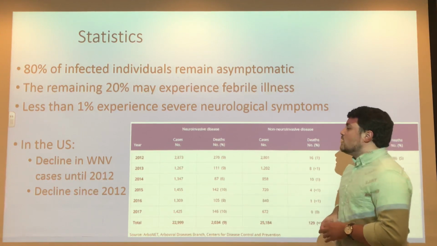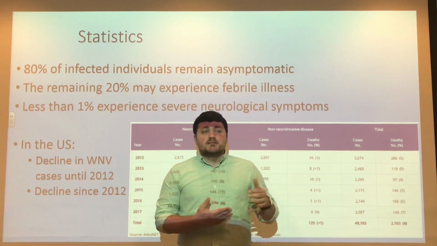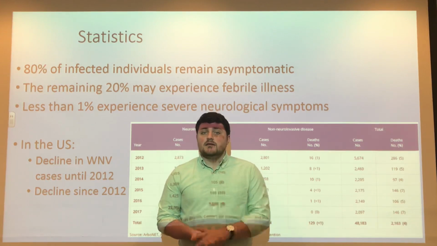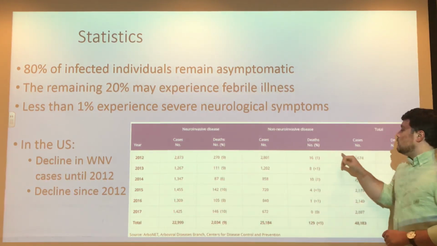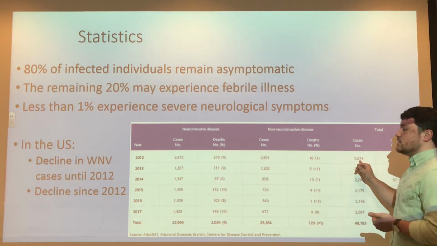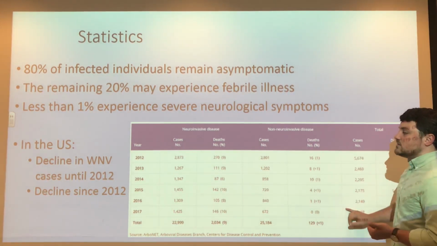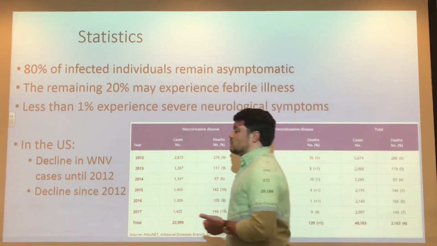In the US, after it was introduced in 1999, we started to see a decline in the number of reported cases of West Nile virus. And then for whatever reason, in 2012, we really had an exceptionally high number of cases of West Nile virus. But ever since then, up to now, there has been a steady decline in West Nile cases that are being reported.